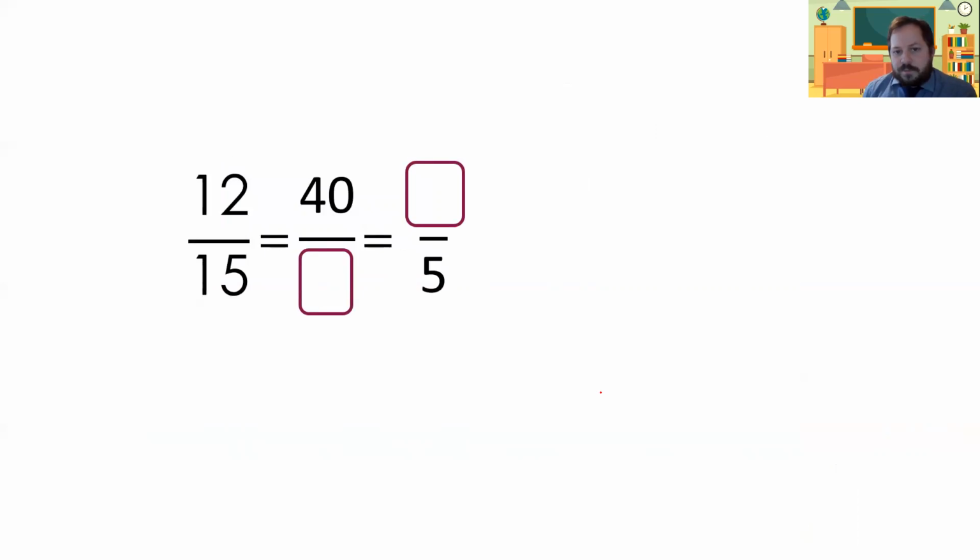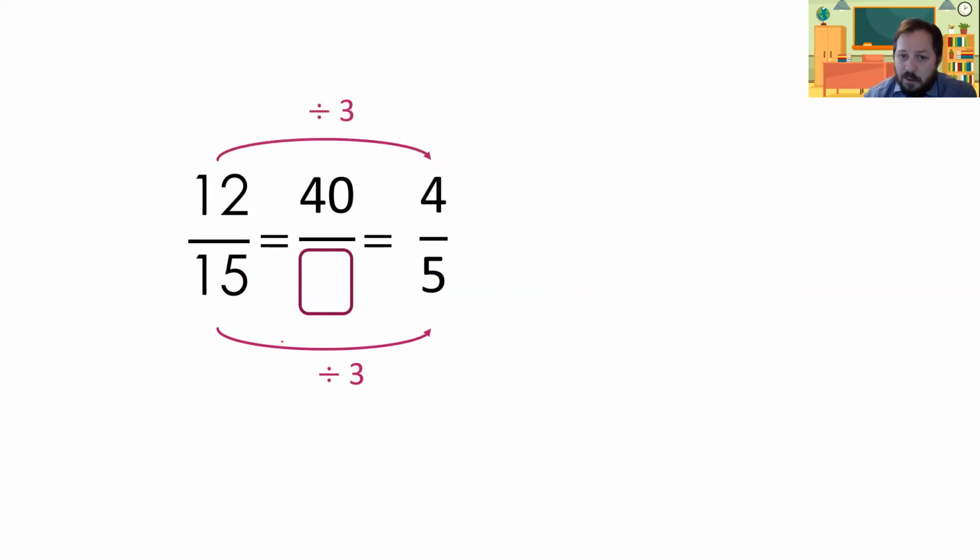So in this case, have a think. What's the problem and what could we do to solve it? Well, the problem is there's no easy way to get from 12 to 40 or back again. So we'll ignore this one for the moment and work instead with 15 to 5. What did we do to get from 15 to 5? We divided by 3, which means we must divide 12 by 3 to get to the top over that side. 12 divided by 3 is 4.